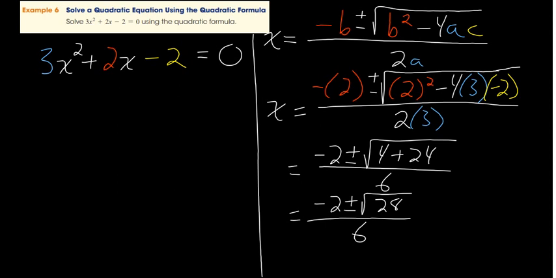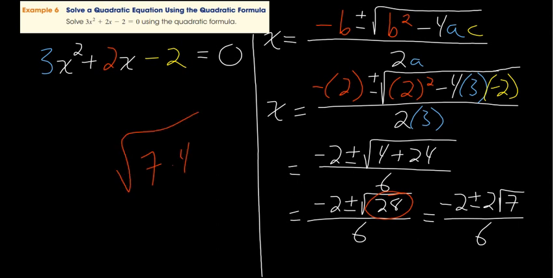Well, the square root of 28, I know 28 is 7 times 4, so I can say -2 plus or minus 2 on the square root of 7 over 6. And again, let's recap real fast what I just did. 28 is 7 times 4. So square root of 7 times 4. I take the square root of 4 out, which is 2. So I got 2 on the square root of 7, which is what I have here.